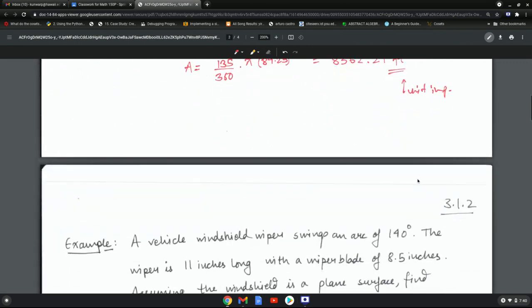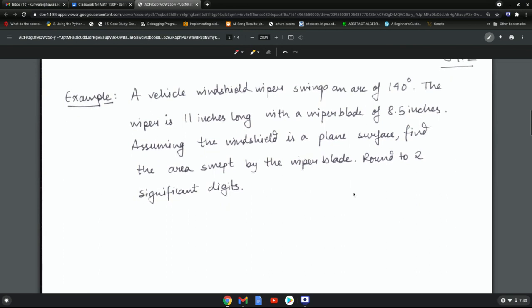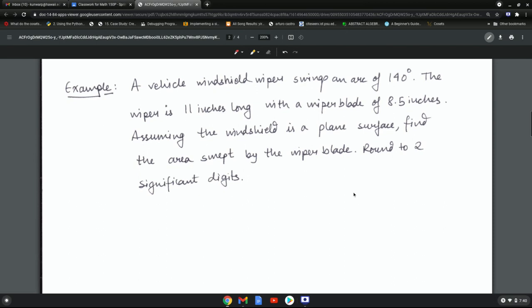All right, let's look at another example. It says a vehicle windshield wiper swings an arc of 140 degrees. The wiper is 11 inches long with a wiper blade of 8.5 inch. Assuming the windshield is a plane surface, find the area swept by the wiper blade and round to two significant digits. So let's first make a diagram.